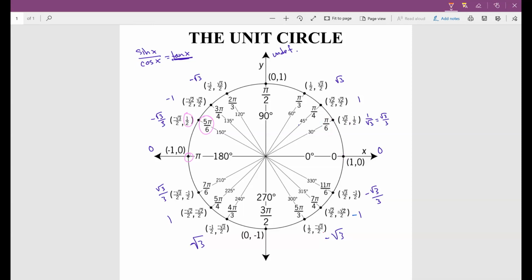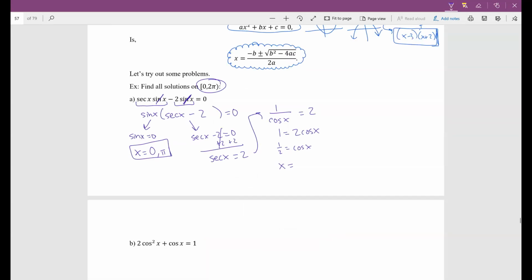Let me erase all this stuff. The cosine is the x, and we're looking for 1/2. The first one's at pi over 3. And the next one is going to be down here, which is going to be at 5 pi over 3. So pi over 3 and 5 pi over 3.